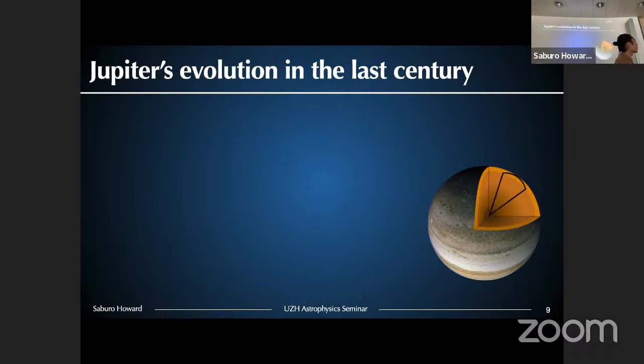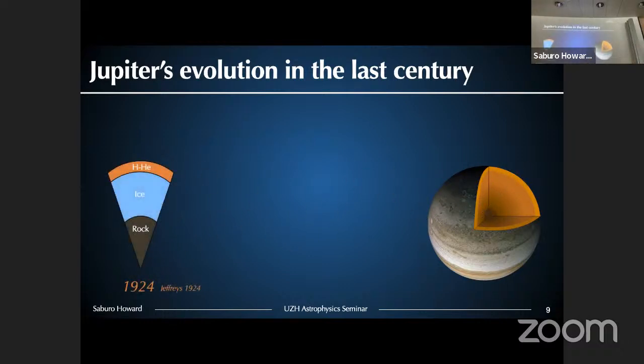And actually, the first interior model of Jupiter was made exactly 100 years ago by Sir Harold Jeffreys. And at that time, he didn't have accurate measurements of the gravitational moments from a spacecraft, of course. But using a clever constraint that involves the moment of inertia, he could constrain the density of the outer region of the planet, and it had to be very low density. And it could only be hydrogen and helium.